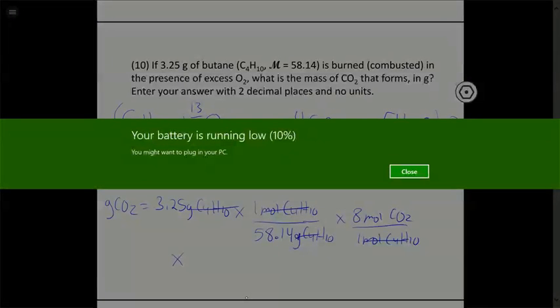So now that we have, and this time I brought my charger. I make a lot of mistakes, but I don't typically make the same one twice. So let me get this plugged in before it dies.